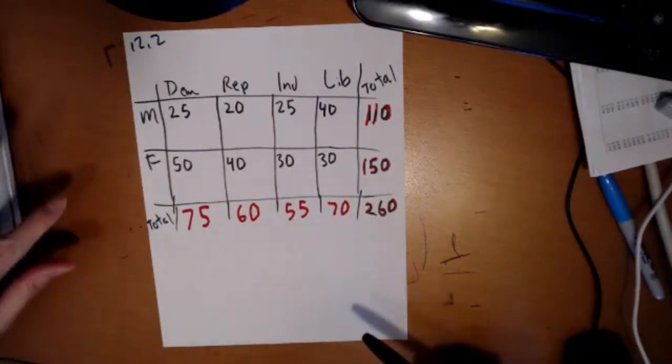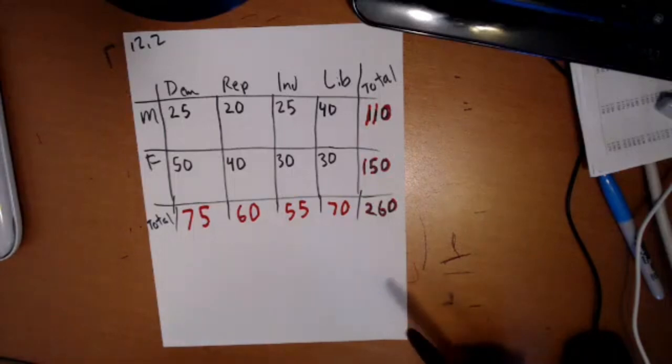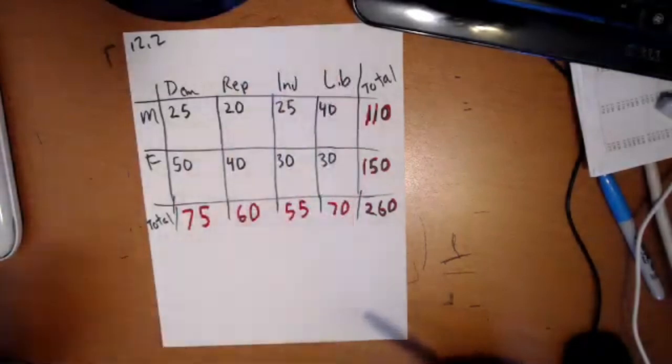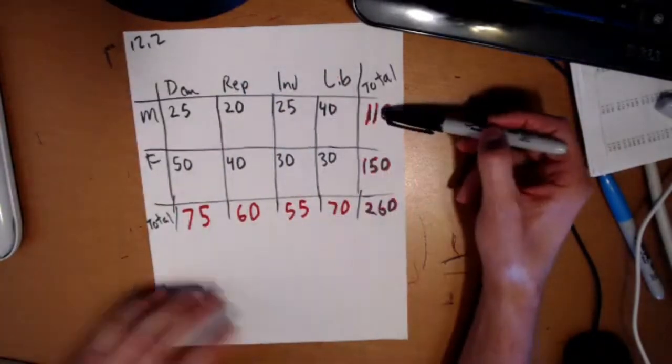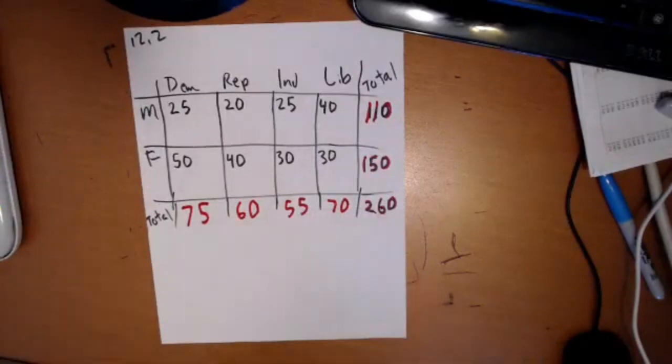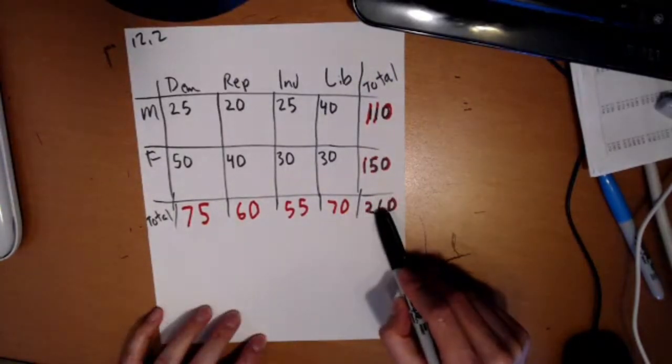So they give us some data on this worksheet. We have males and females, Democrat, Republican, Independent, Libertarians. I went ahead and added up the rows, and I added up the columns, and I got 260 total people.